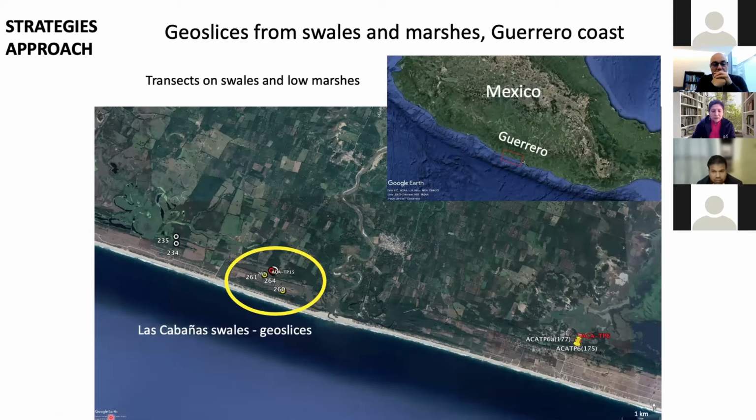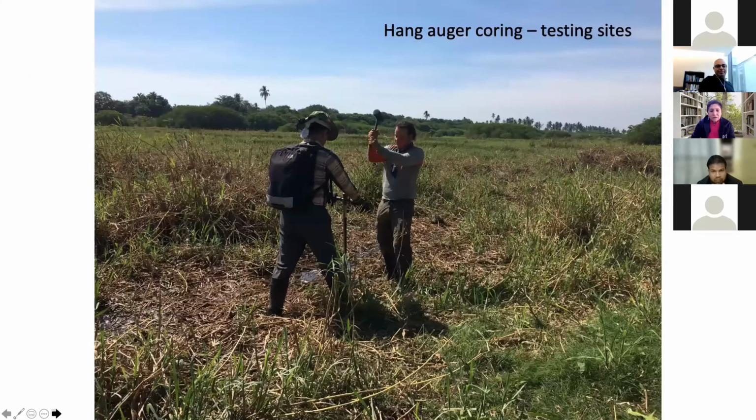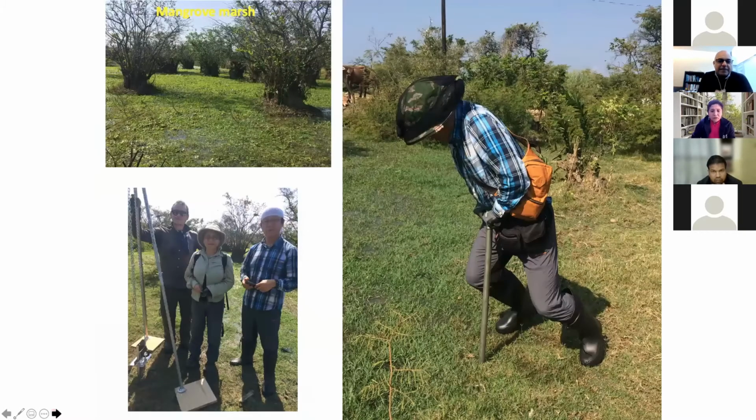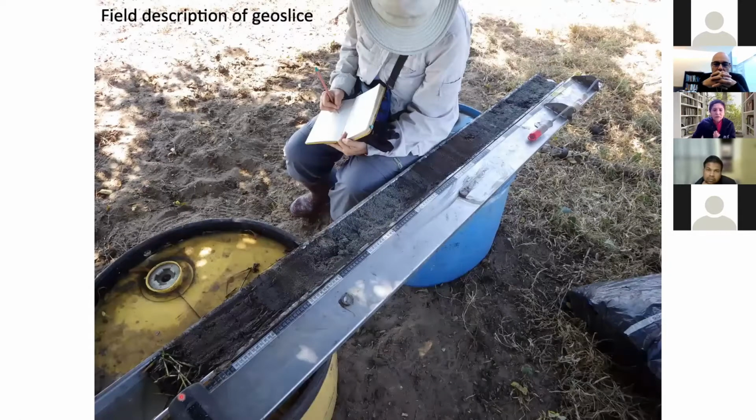And here in Guerrero, we are working in low marshes and lagoon marshes, augering, as everybody does, tough work, also close to mangroves. It's been challenging work, but we have acquired, through a donation from JICA, Japan, a geoslicer, and that's very helpful because normally the water table is really high. So this tool is very, very helpful. So we are doing a lot of field work and field descriptions of geoslices.